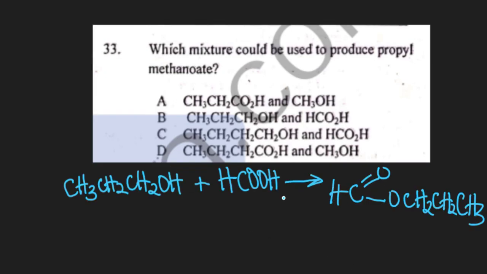So this is the equation of the reaction, and this is the ester propyl methanoate. This is the alcohol, this is a carboxylic acid, propanol and methanoic acid. So option B is the correct option, where for the formation of an ester, the OH group is removed from the carboxylic acid and hydrogen atom is removed from the alcohol to form water.